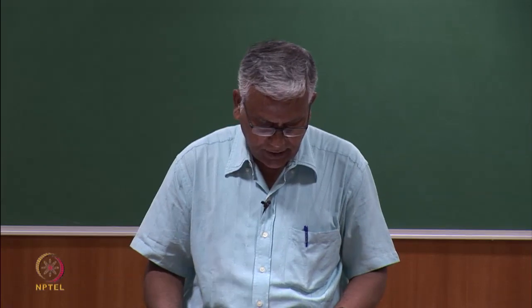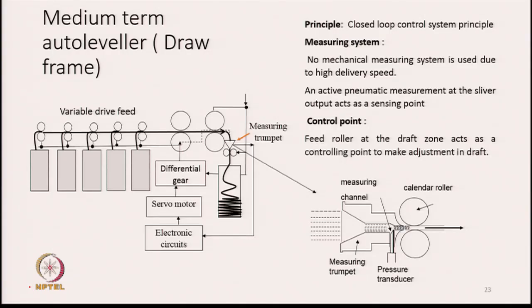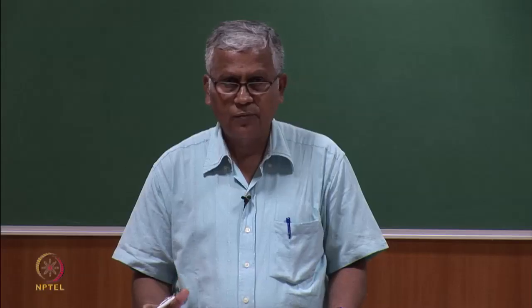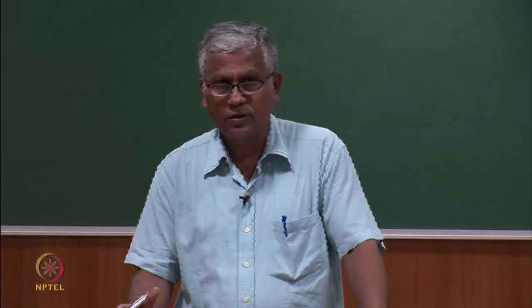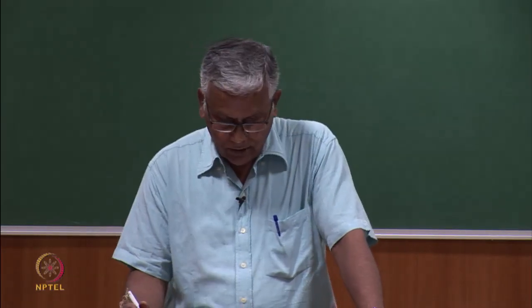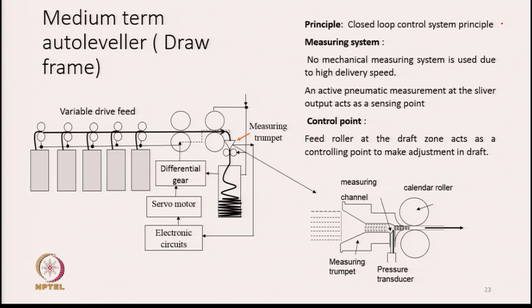Now comes the medium term autolevelers. The diagram is shown here. The principle is a closed loop control system, not open loop. Therefore, the sensing point has to be in front of the control point. So, here the measuring trumpet is shown, where we measure the thickness of the delivered sliver.